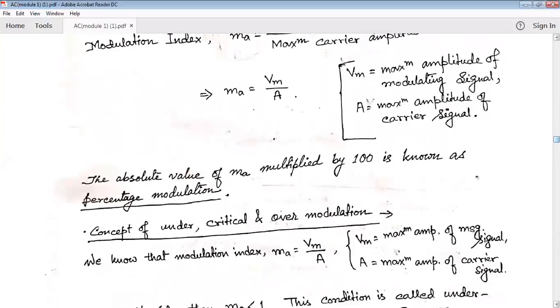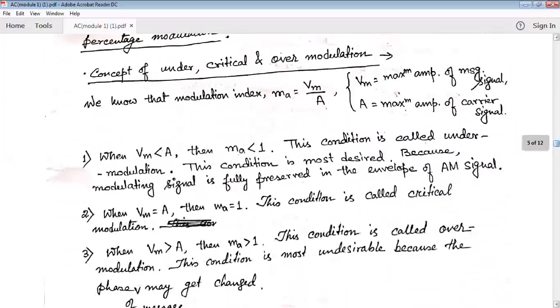Okay. Now, if we multiply 100 by this modulation index, we will get the percentage modulation. Now, from this modulation index and percentage modulation, we will have the concept of three types of amplitude modulation, that is under modulation, critical modulation, and over modulation. First of all, we know that the modulation index is Vm by A. Ma equals Vm by A, where Vm is the maximum amplitude of the message signal, A is the maximum amplitude of the carrier signal. Now, three cases may happen. One, Vm is less than A, two, Vm equal to A, and three, Vm greater than A.